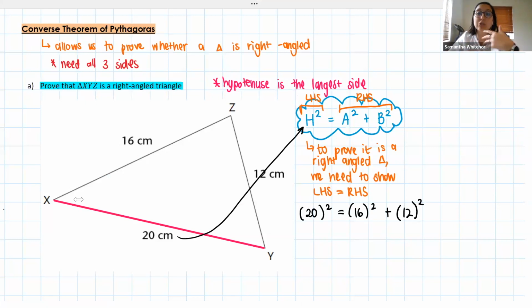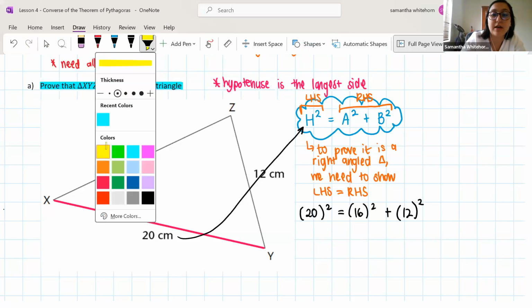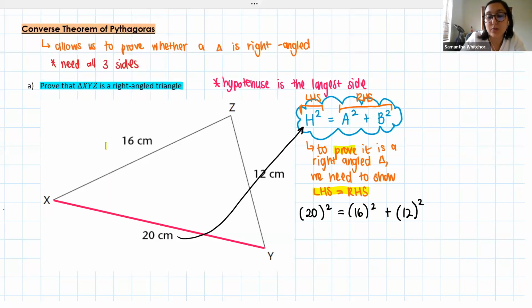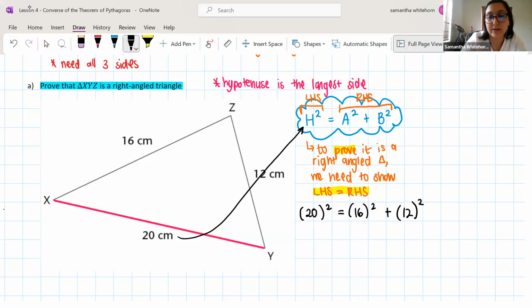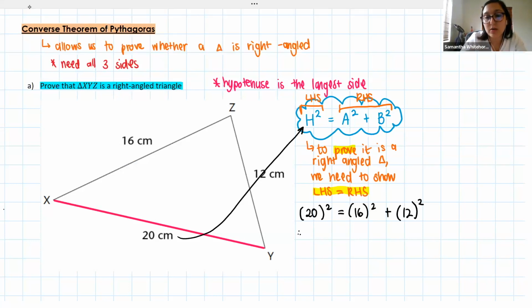So it's not that we're solving for an unknown. We are trying to prove, as I've written here, that the left-hand side is equal to the right-hand side. So we need to actually go and work out these values. 20 squared, which is 20 times 20, is 400. 16 squared is 256. And 12 squared, we know, is 144.